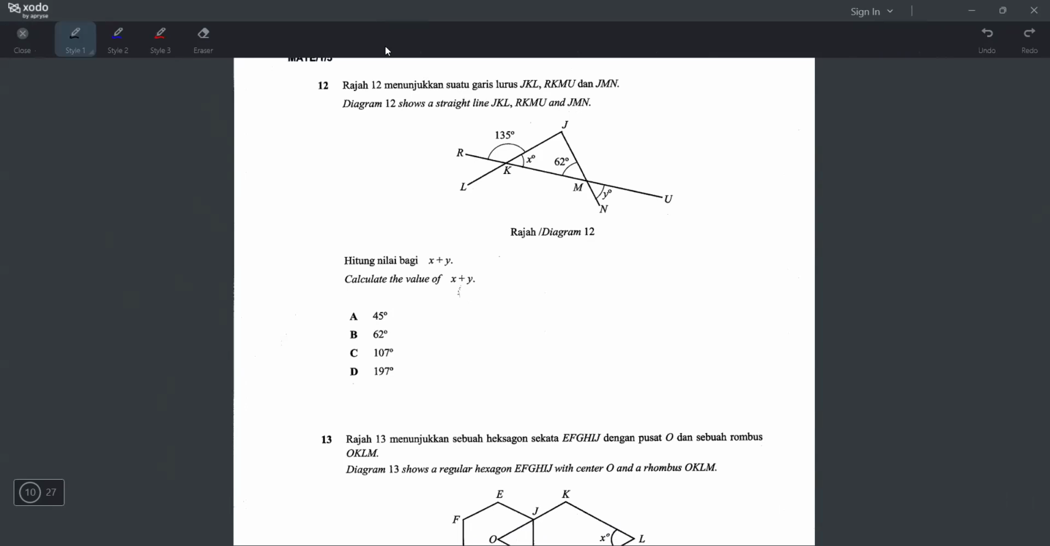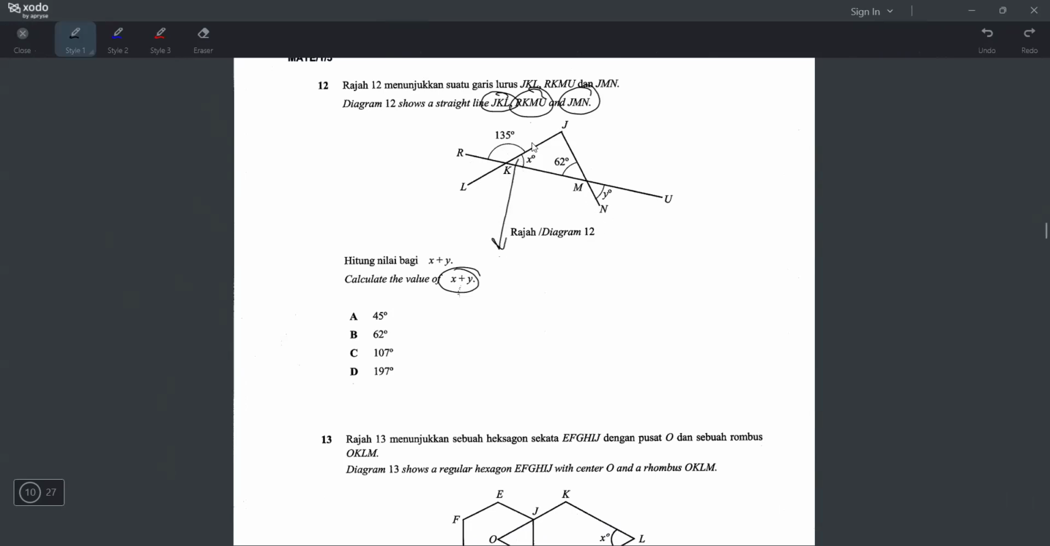Okay, let's go. Continue. Number 12. Diagram 12 shows a straight line JKL, RKMU, JMN. So JKL, this one. And then next one is RKMU. Okay, no problem. JMN. Okay, no problem. Calculate the value of x plus y. Okay, I think I have to find x and y separately, right? And you can find it easily, right?